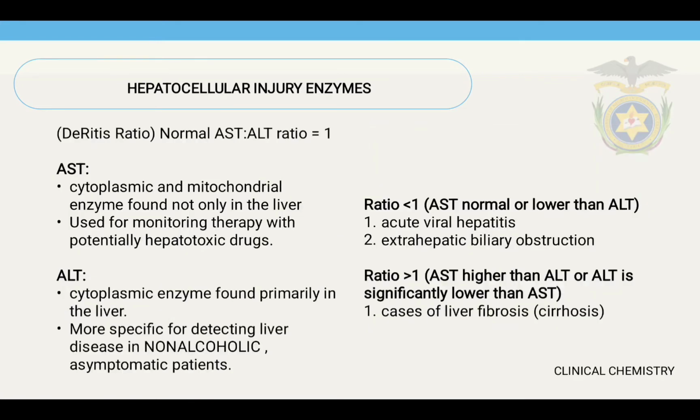Now, let's take a look at the AST to ALT ratio. Normally, your AST to ALT ratio is around 1. Levels in which the ratio falls below 1, in which case your AST is normal or lower than your ALT, may be indicative of acute viral hepatitis or extrahepatic biliary obstruction. In cases where the ratio is greater than 1, where your AST is higher than ALT, or ALT is significantly lower than your AST, this may be a case of liver fibrosis.